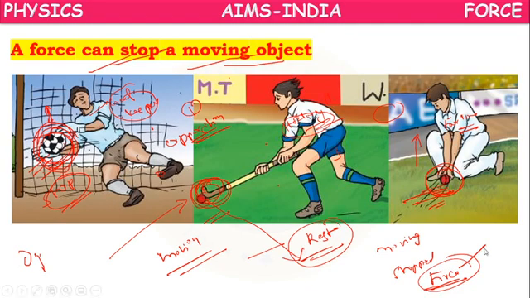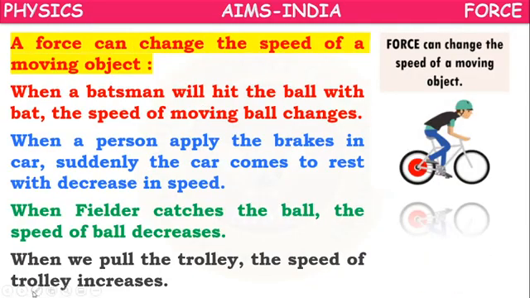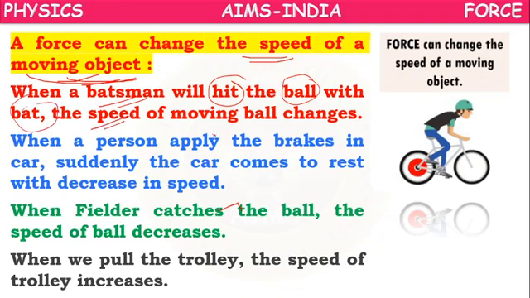Okay, next. A force can change the speed of a moving object. Suppose a batsman hits the ball with a bat, the speed of the moving ball changes. It may go into the field. He may get 2 runs or 4 runs or 6 runs based on the type of force he is using.